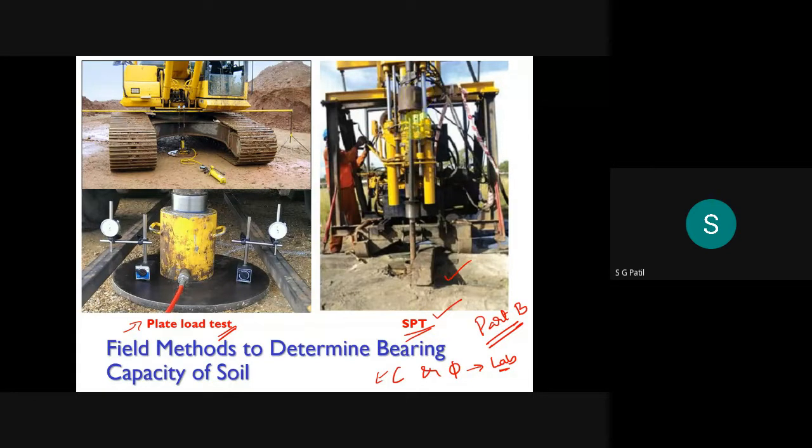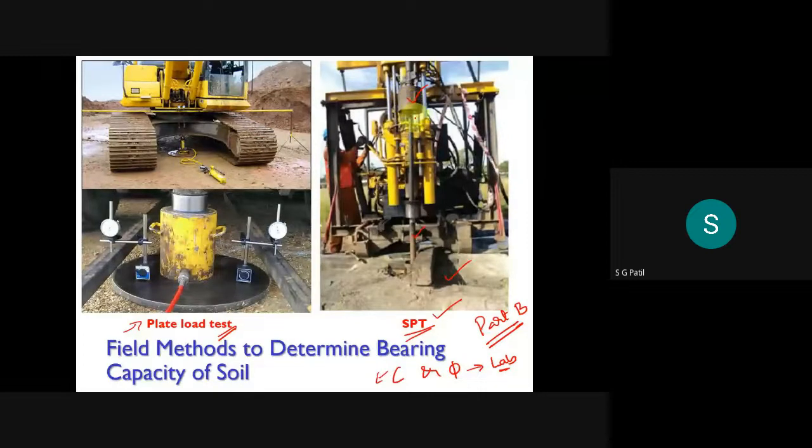Let me just explain this figure. This figure consists of the hammer. This is the donut hammer, and we will drive this hammer to penetrate. This is your drilling tube or drilling rod. In this drilling rod, we will attach a sampler, and we will try to drive this sampler inside the ground with the help of this hammer. Then we will calculate the energy: how much energy is required to drive this sampler inside the ground with this hammer.